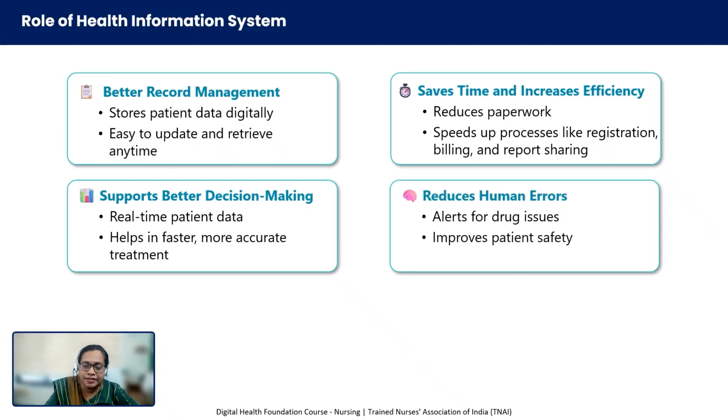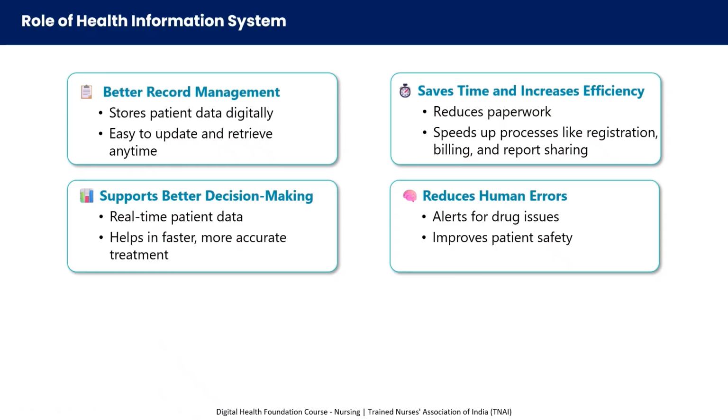Fourth one, error reduction and patient safety. HIS triggers alerts for drug interactions, incorrect doses, and allergy risk. To give you an example, when a physician prescribes medication, the system warns of a potential allergy and it prevents the harm to our patient.